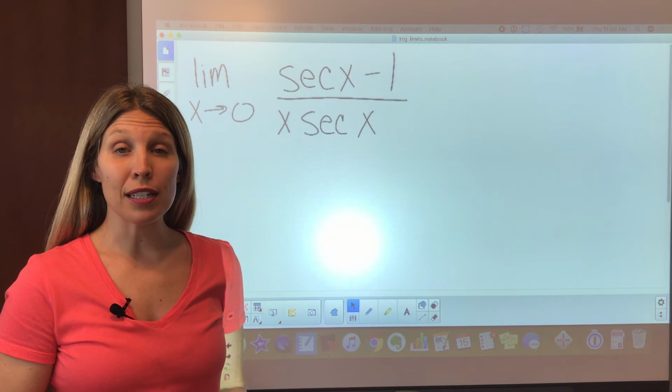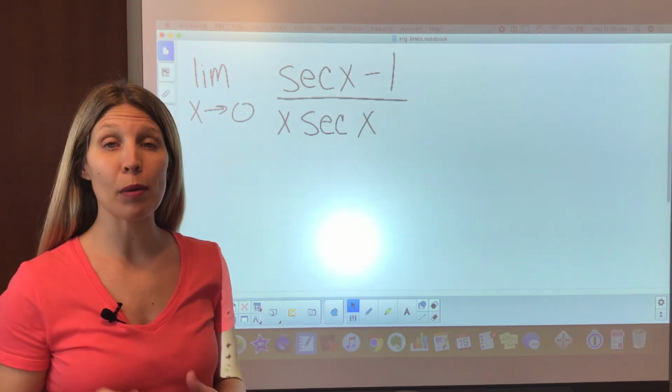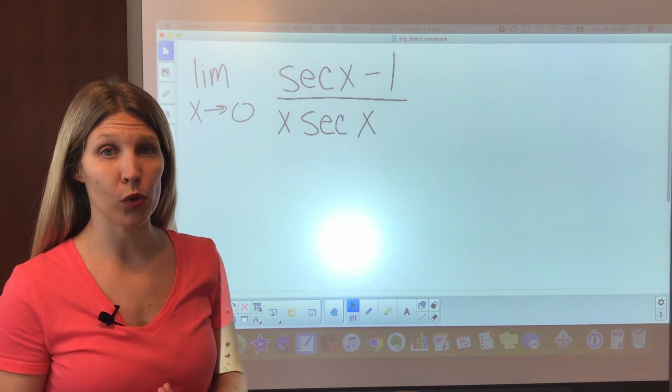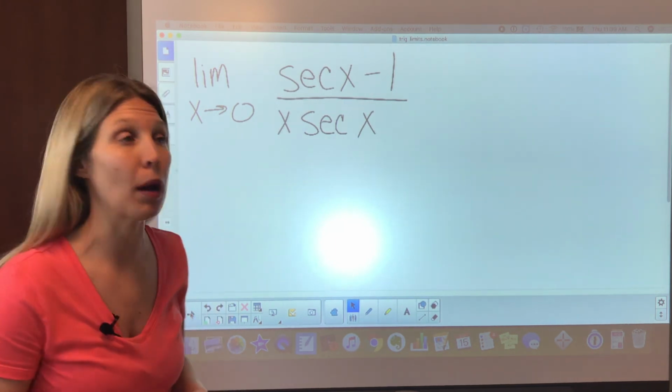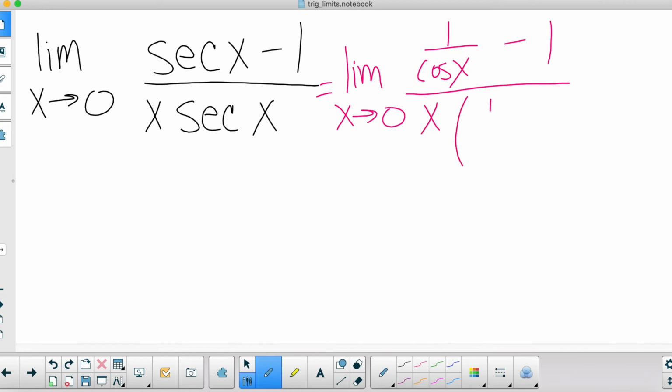So this problem is an example where we're going to change secant in terms of sine and cosine. And hopefully you remember that secant is 1 over cosine. So I'm going to start with rewriting this problem. We have the limit as x goes to 0. Secant turns into 1 over cosine of x minus 1, all over x times 1 over cosine of x.